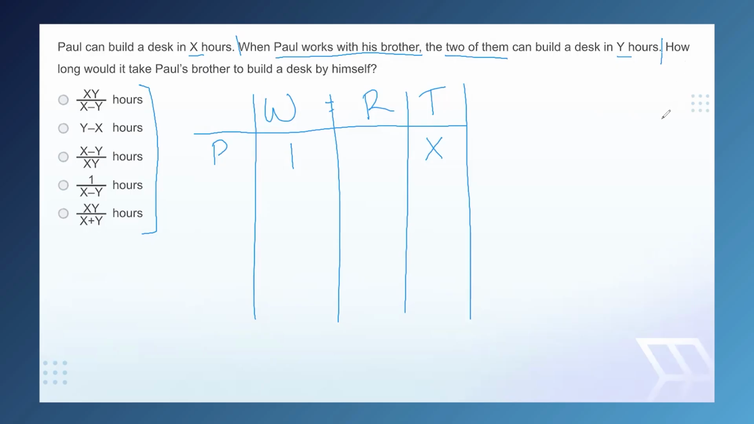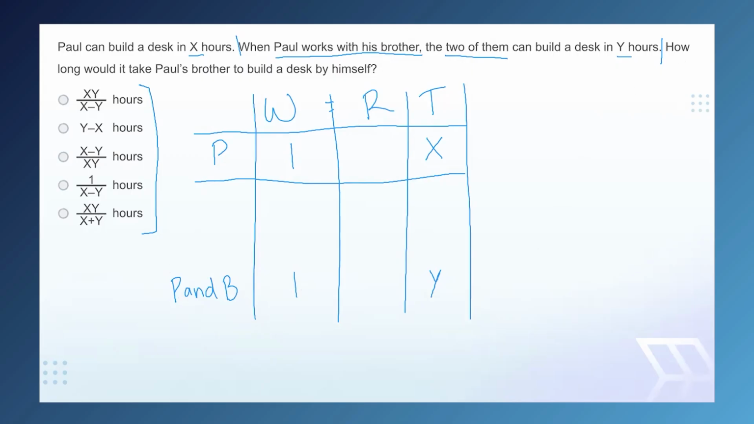Okay, interesting. So instead of giving us an individual rate, perhaps the rate of his brother, this sentence is giving us the combined rate of Paul and his brother. I'm going to go ahead and give myself some space in the matrix because I think I can see where this problem's going. And I'm going to make a row for P and B, or Paul and his brother, and we know they can build one desk in Y hours.